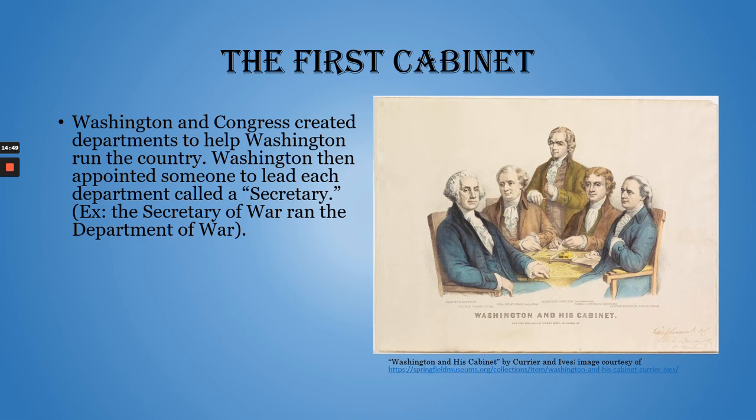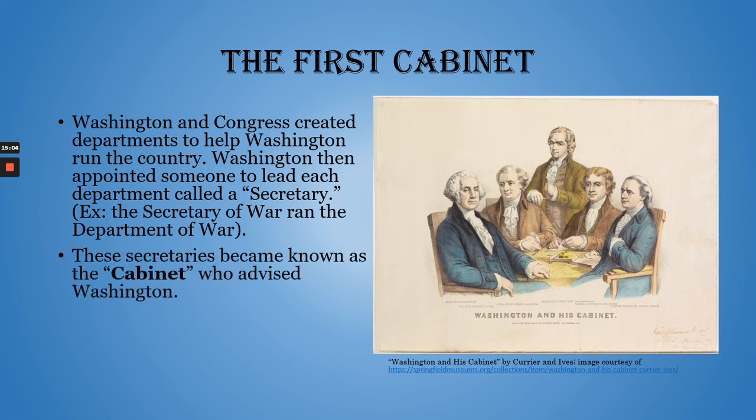the person called the Secretary of War runs the Department of War. Today we call it the Department of Defense, but back in the 1780s it was called the Department of War. And someone named a secretary would run that department. And so Washington and Congress create several, not several, really just a few departments to help Washington run it. And this group of secretaries are known as the cabinet. All right, these are the people who advised Washington. And as I say, every other president since Washington has also used a cabinet. And these cabinet members, again, run these various departments and they advise the president.